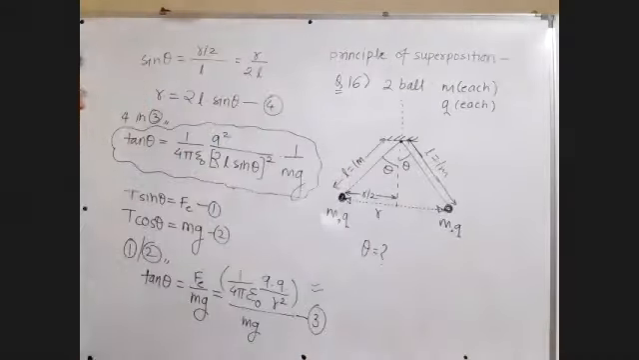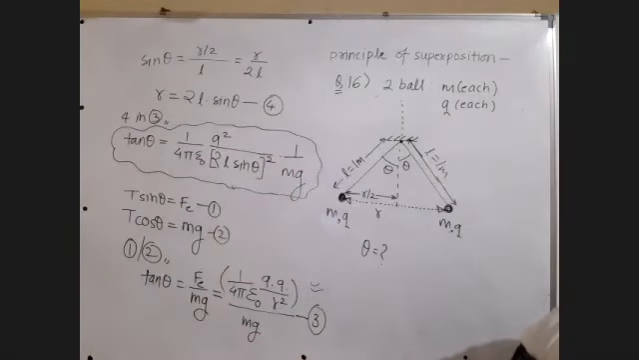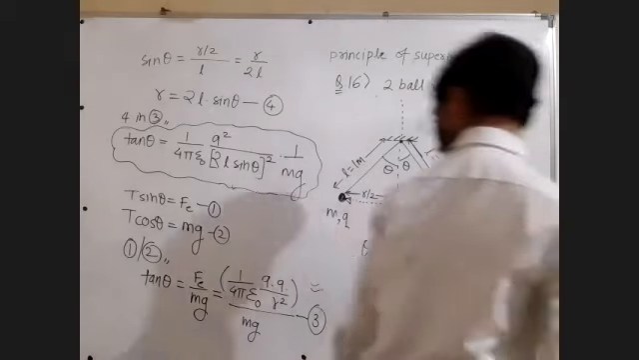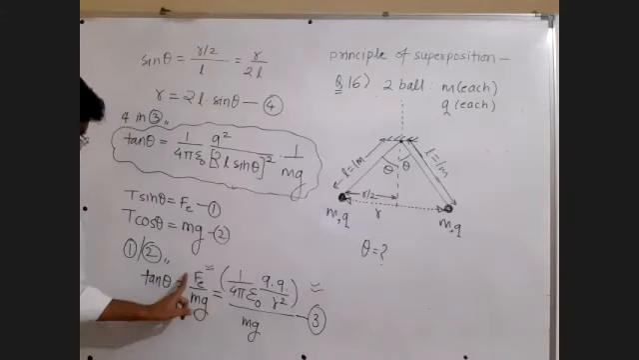Fine. Let me check their answer. Yes, they have simply written tan theta is equal to Fe upon mg. So they have stopped here itself. Tan theta equal to Fe upon mg.